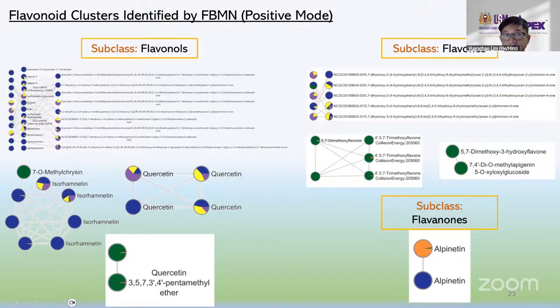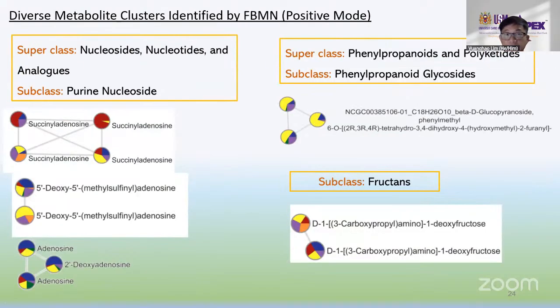So of course, this demonstrates that molecular networking can rapidly organize complex metabolomic data sets into biologically meaningful groups. So we move on to the next one, which is some of the other cluster groups. Besides flavonoids, we also identify numerous other metabolite classes. This includes the nucleosides, phenylpropanoids, and also some of the fructans.